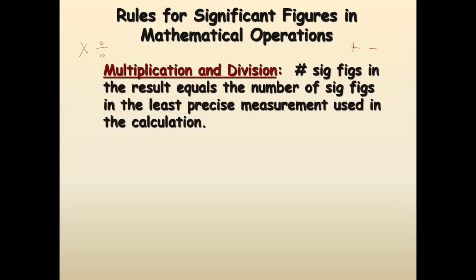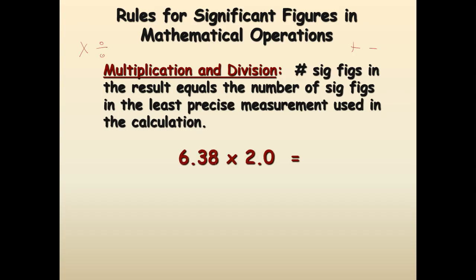In multiplication and division, the number of significant digits that your result will have is going to be equal to the number of sig figs in the least precise measurement, or a better way to put that, the measurement you're using in the calculation that has the least number of significant figures. Here's an example.